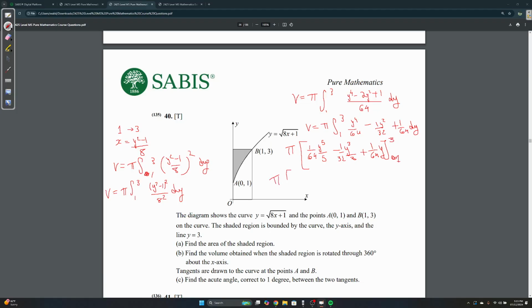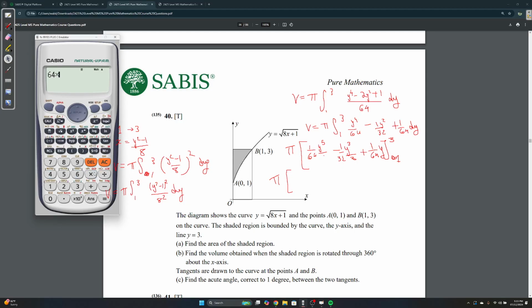Okay, so pi. Let's simplify this a bit. 64 times 5 is 320. So we're going to change it to y to the power 5 over 320. With this, 32 times 3, we're going to change it into 96, so minus y cubed over 96. And then the 1 over 64, we're just going to keep it 1 over 64. I'm just cleaning it up a bit. It makes your work way neater. Okay, 1 over 64, and our bounds are from 1 to 3.